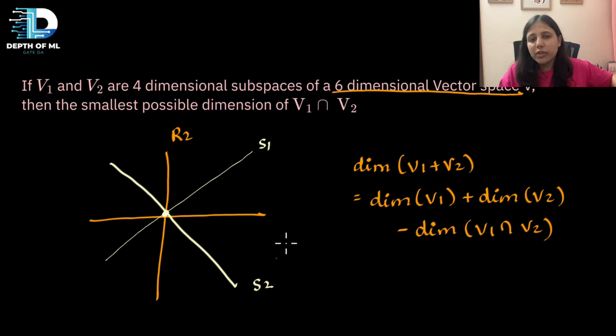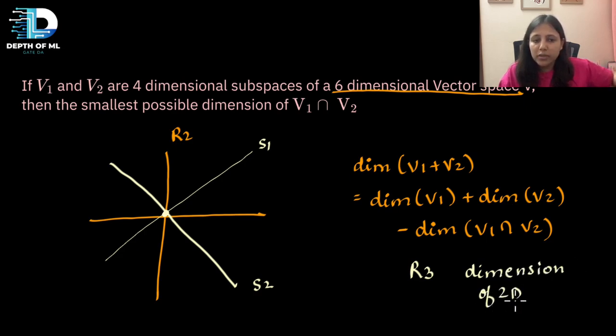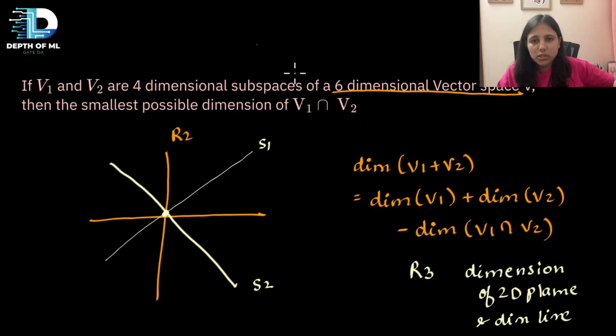Now if we talk about R3, then the dimension of a 2D plane and the dimension of a line will add up to the whole R3, and so on and so forth. So this particular formula you can use. Let's look at how to solve this particular question.